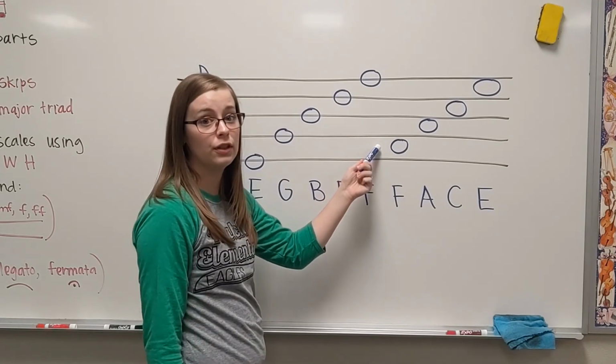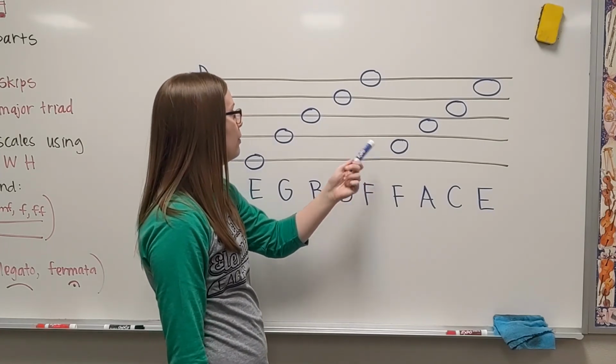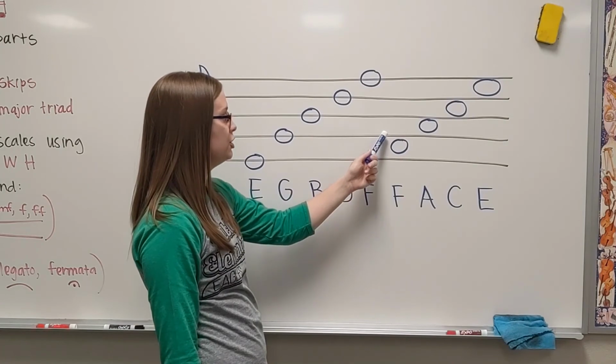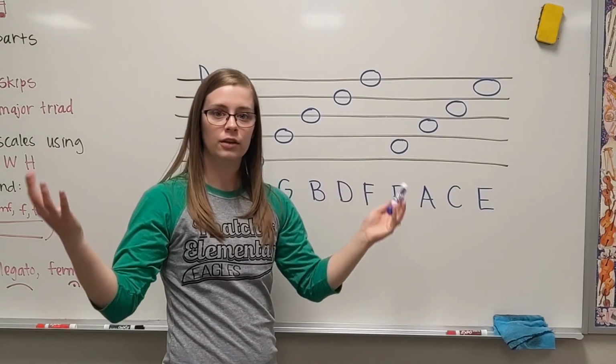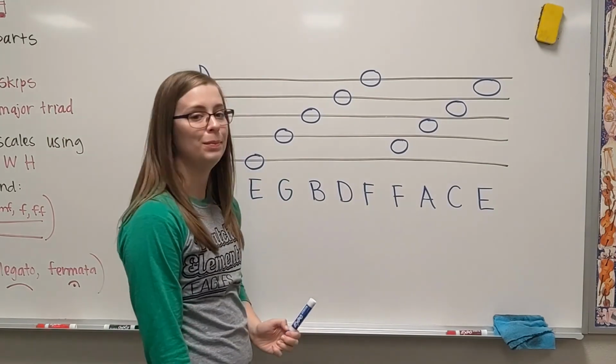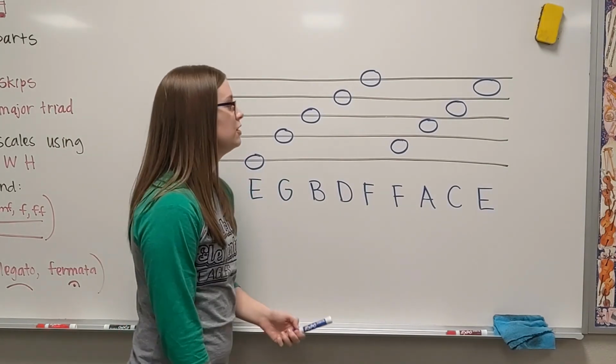So, you know that the bottom space is F, and we're looking for this note. So we just count up F, G, A, B. So then you know that the middle line is B. All right, so that's all our notes.